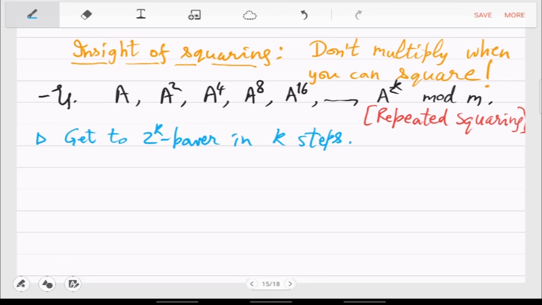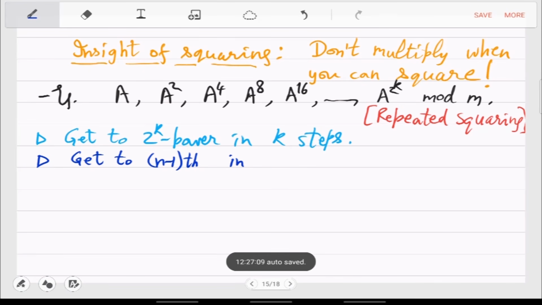Which means in our case that we get to the n minus 1th power of the matrix. Equivalently, we get to f of n mod m in log n steps. Log n, or maybe just the ceiling of that, the integer after log n. So this is what you have to remember. Okay, some more small observations we'll need.